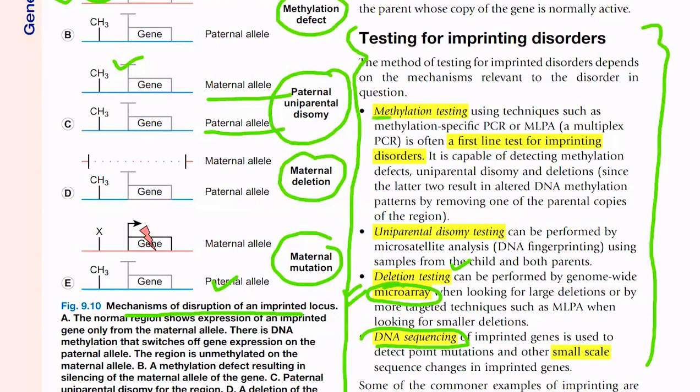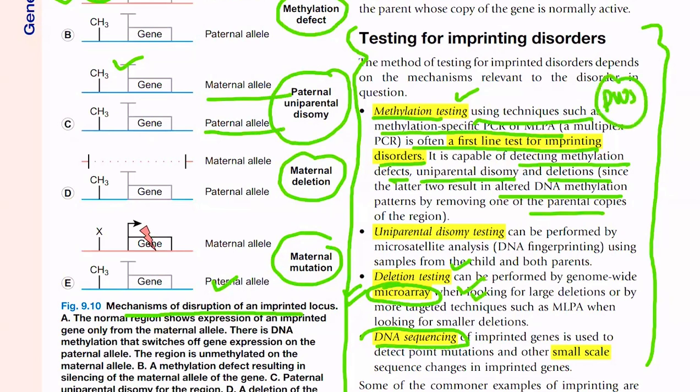Methylation testing is also not. See here, using techniques such as methylation-specific PCR is often a first-line test for the imprinting disorder. It is capable of detecting methylation defect, uniparental disomy, and deletion, since the latter two result in an altered DNA methylation pattern by removing one of them. Now for the deletion, they say microarray is the preferred modality of choice. But the methylation defect that is present in Prader-Willi syndrome, we can also do that, but after microarray and FISH analysis.